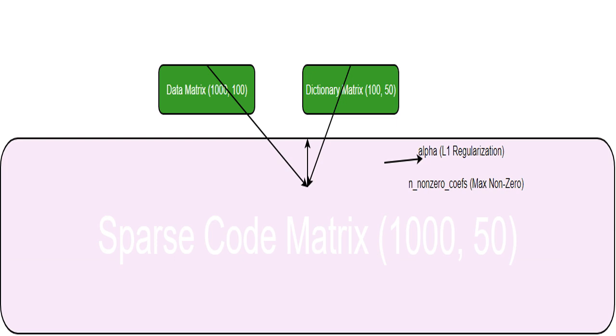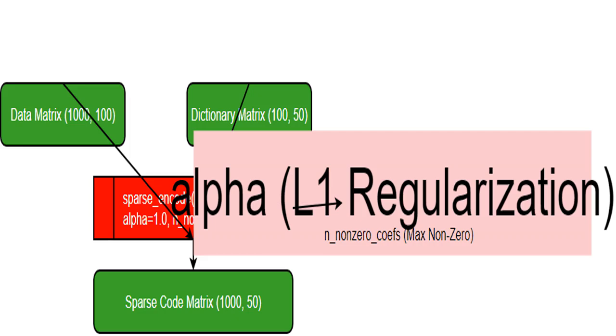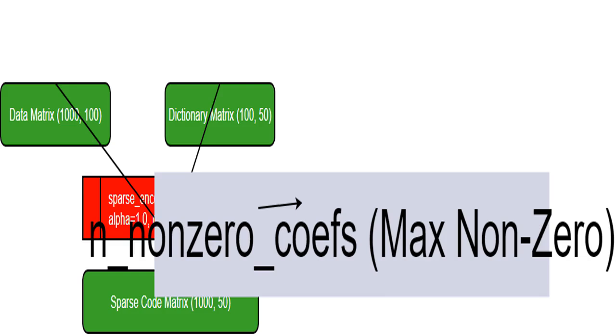The sparsity means most entries in each row will be 0. This parameter controls how sparse the representation needs to be. A higher ALPHA means I favor a solution with only a few non-zero coefficients. It's like preferring a simple Lego model over a complex one. This sets a limit on the number of non-zero entries in each row of my resulting sparse code matrix. It's similar to limiting the number of Lego bricks that can be used in a single model.